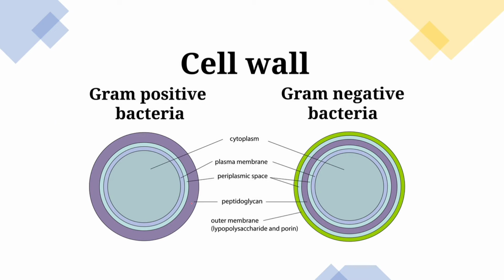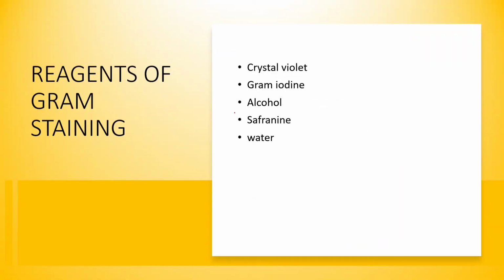Now, this is the image of the cell wall of gram positive and gram negative bacteria. As you can see in this image, the gram positive bacteria have thick peptidoglycan, so they can hold or keep the purple color crystal violet, and because of thin peptidoglycan in gram negative bacteria, the organism becomes more porous when using alcohol, and they appear red or pink in color because of the counter stain, which is safranin. And in gram negative bacteria, the peptidoglycan is sandwiched between the outer membrane and the inner membrane.